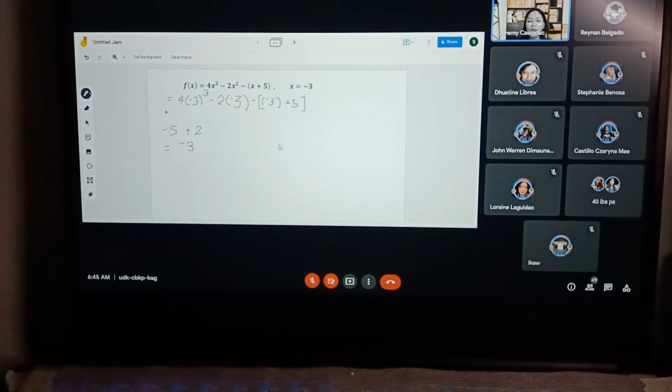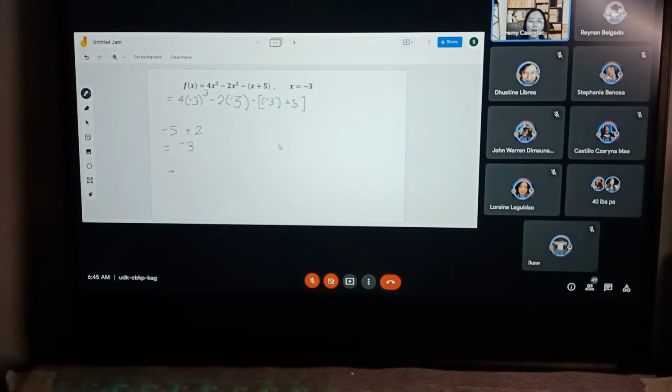Kapag different sign, what we're going to do is subtract them. Okay? So first is subtract natin si 2 kay 5. So 5 minus 2, that is equals to 3. Okay, bakit naging negative? Look for the sign of the larger number, and that is 5. Ang sign ng larger number natin is negative. So therefore, ang magiging sagot natin is negative. Okay, how about this one?